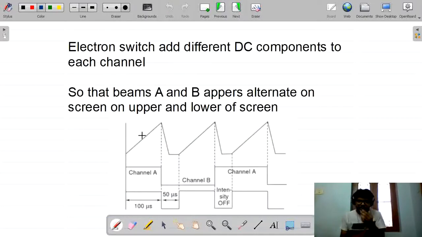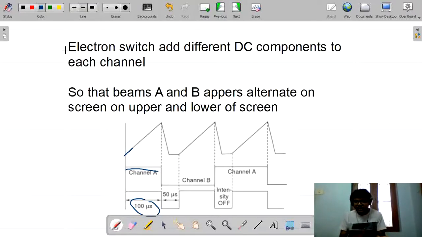From this diagram you can clearly see, suppose it is a sweep generator signal. For the first sweep, my channel A signal is taken for 100 microseconds. For the second sweep, channel B, it means signal B, is taken. Again channel A, again channel B, again channel A, channel B. In this format, my two signals are taken continuously in an alternative mode. So it is called the alternative mode.